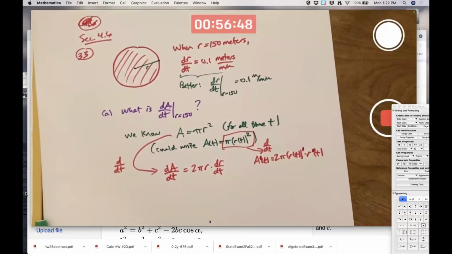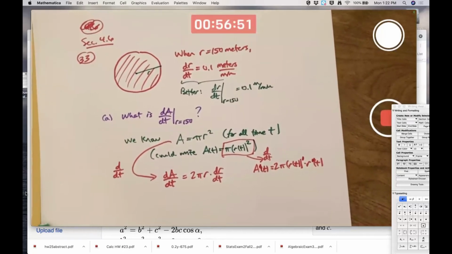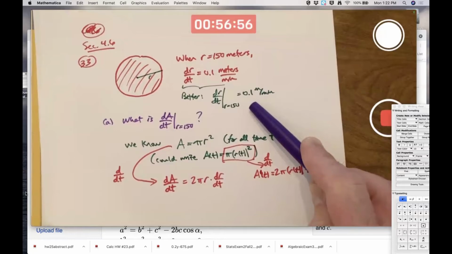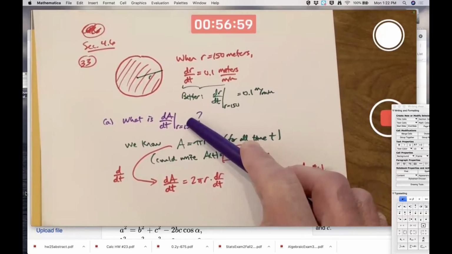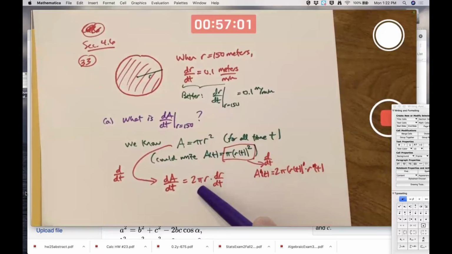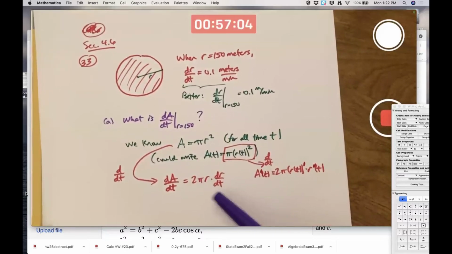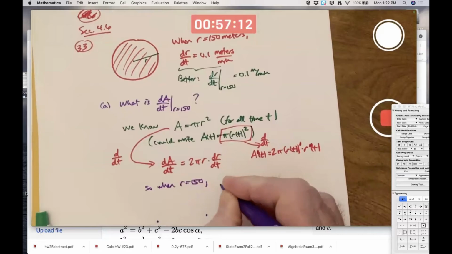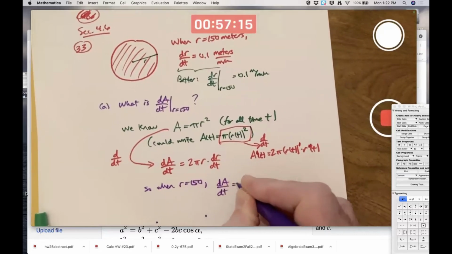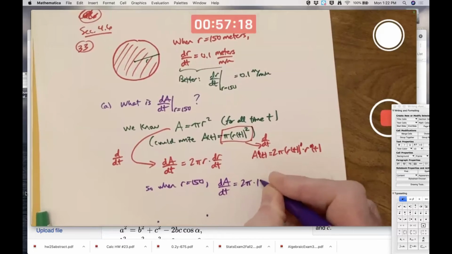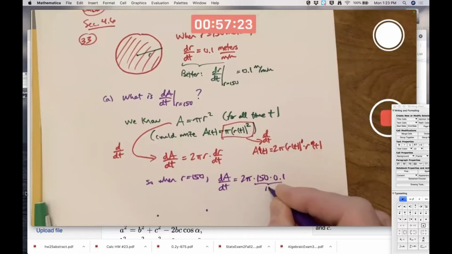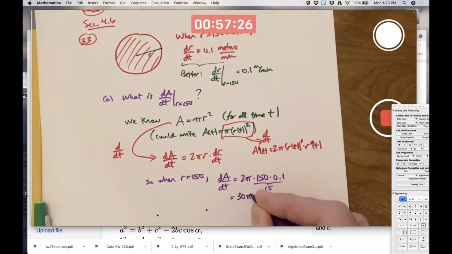All right, well, how's this helpful? Now I can plug the numbers in. When r is 150 meters, dr dt is 0.1. I want to find dA dt when r is 150. Just replace r with 150 and dr dt with 0.1 and you're done. So when r equals 150, dA dt is 2 pi r, 2 pi times 150 times dr dt 0.1. That product is 15. Looks like this simplifies to 30 pi.